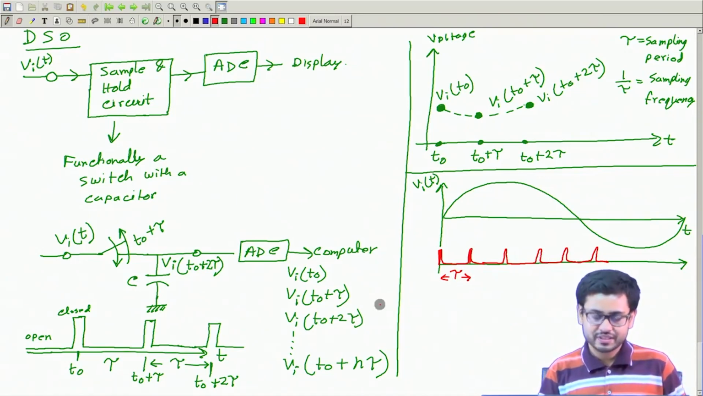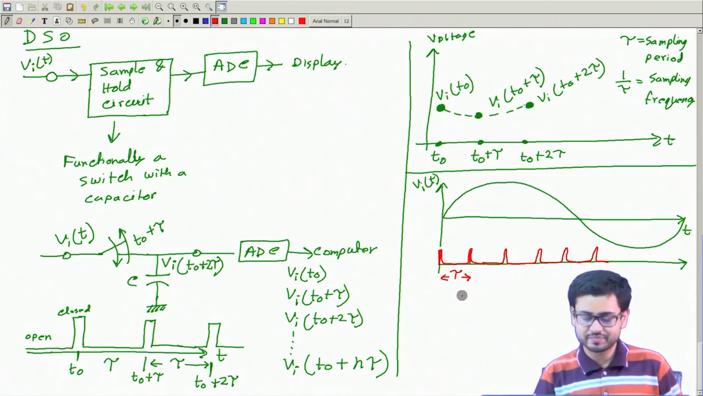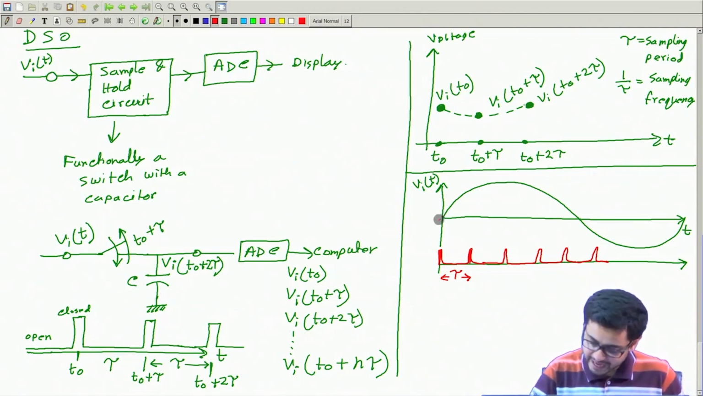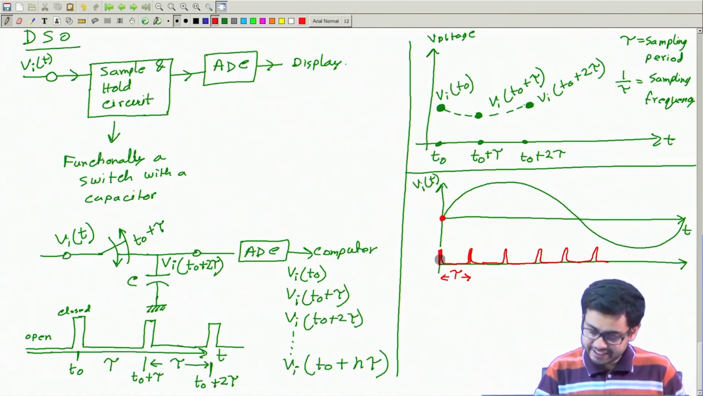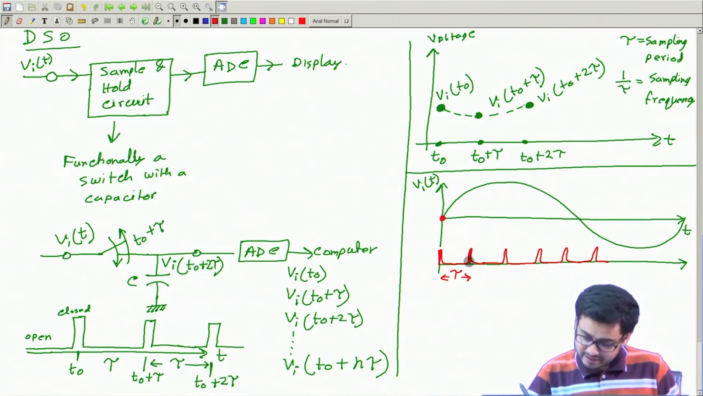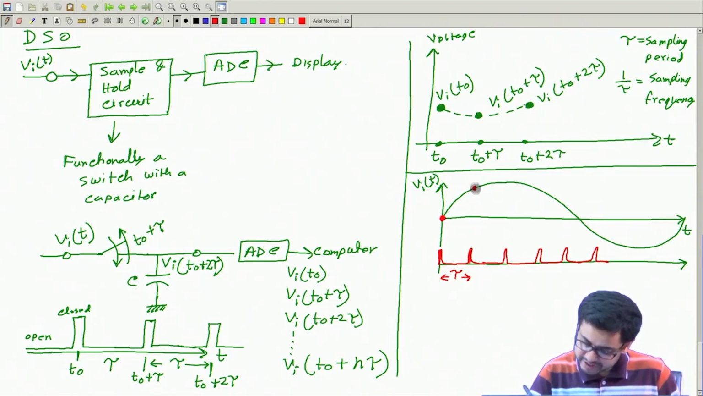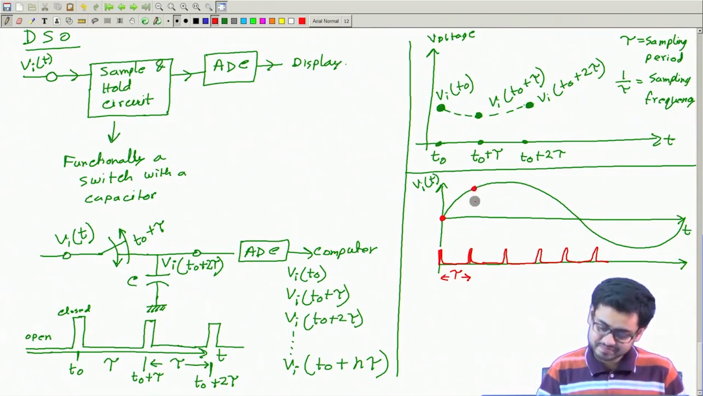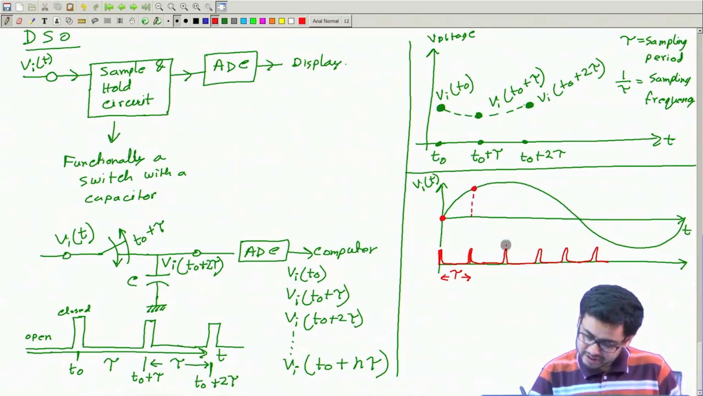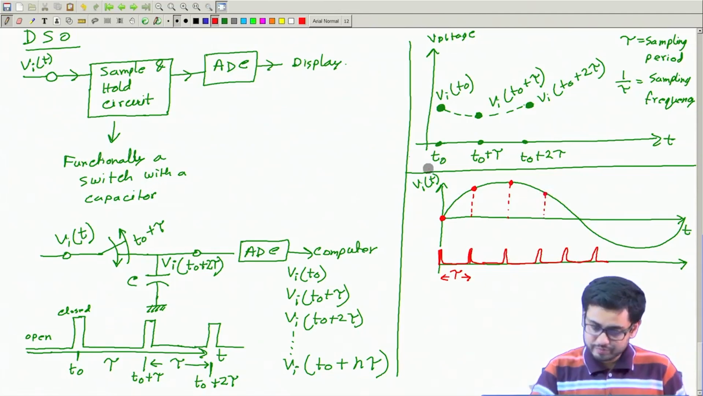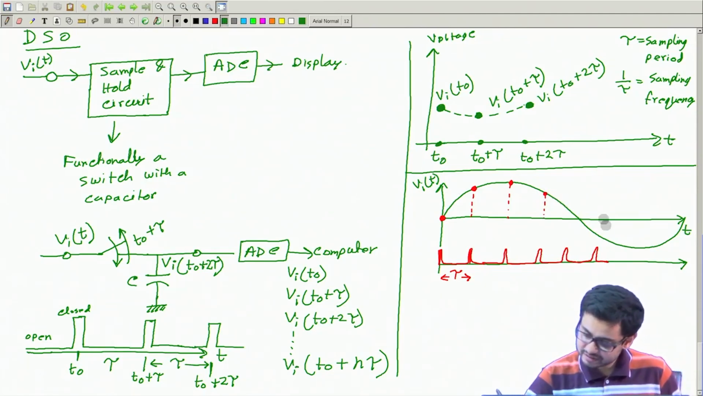So now that means we will measure this voltage only at this moment, and my measurement will tell me that this is the voltage at t equal to 0. So the voltage will be measured to be 0. Then at t equal to tau, the voltage will be this much. This is the measured voltage. Here the measured voltage will be this much. Here the measured voltage will be this much.